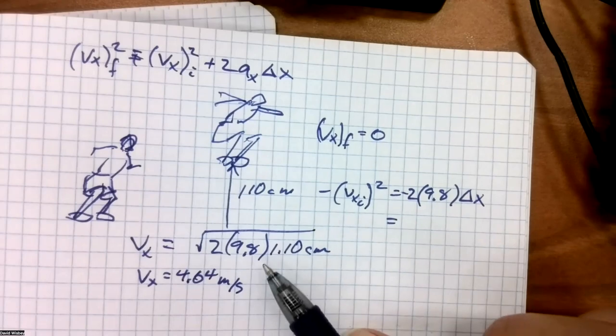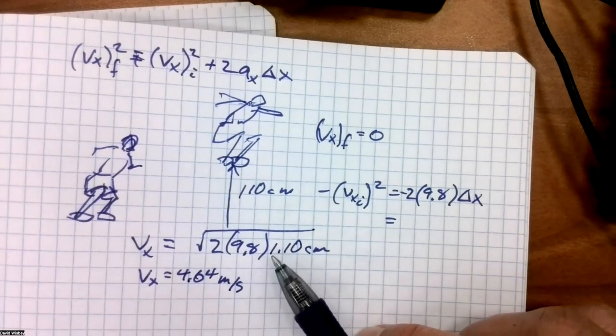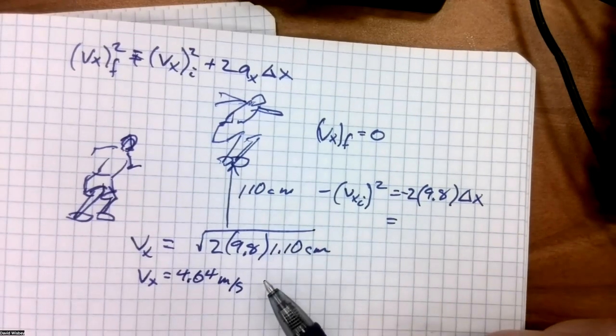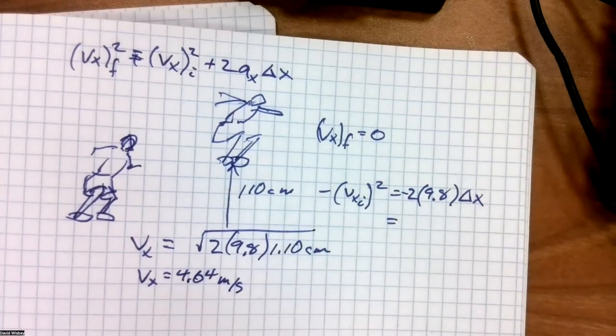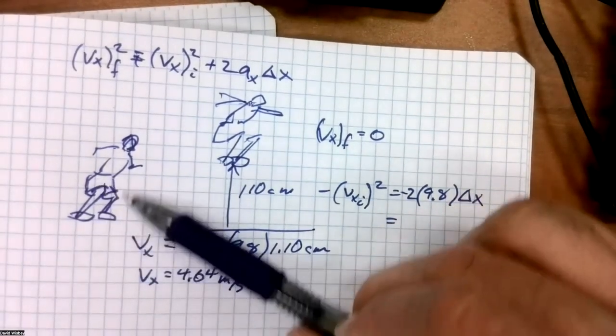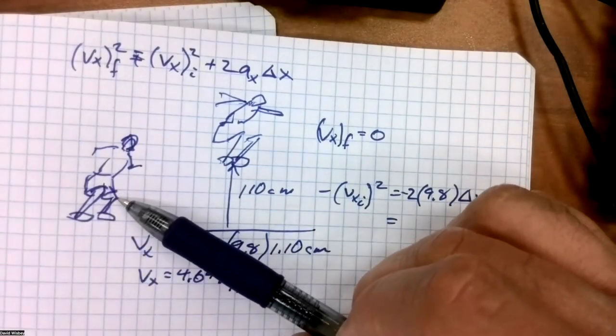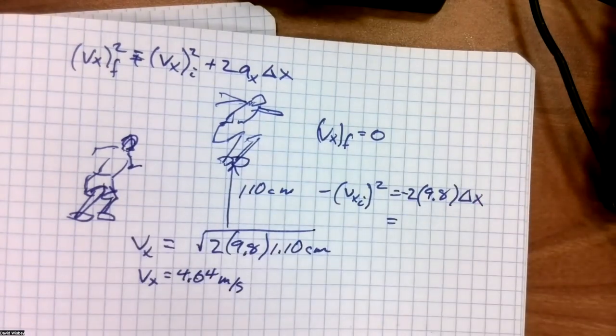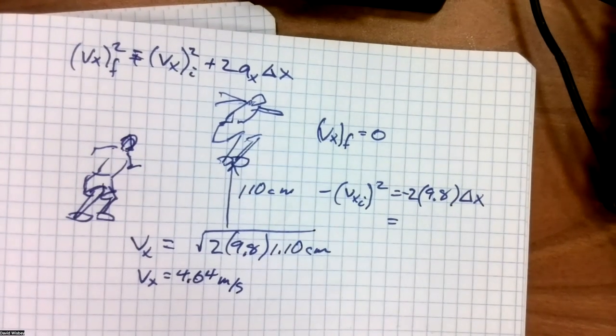Now, at all times, the acceleration going down is equal to 9.8 meters per second squared. But before he leaves the ground, his legs are also providing some acceleration. But as soon as his feet stop touching the ground, he's not accelerating up anymore. And so the only force acting on him is gravity, and his acceleration is always pointed downwards.